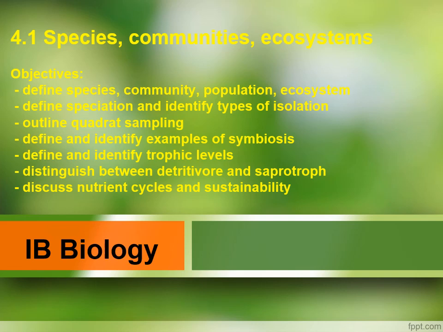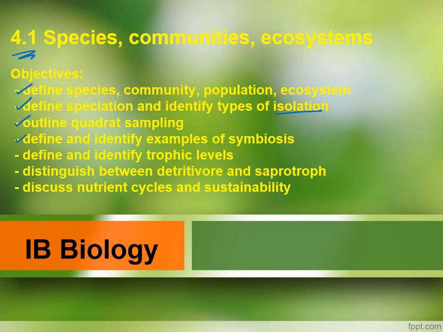Welcome to our video lecture on topic 4.1, species, communities, and ecosystems. Our objectives: we're going to define a lot of words. We're going to define some more words. And then when we define speciation, we're going to talk about different ways that can happen, different modes of reproductive isolation. We're going to outline quadrat sampling.